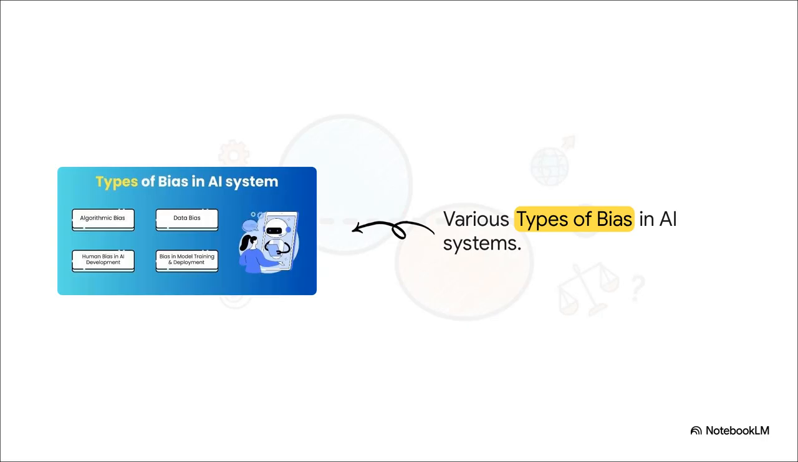And bias in AI doesn't just spontaneously happen, right? It sneaks into the system through a few key doors. First, it comes from data bias, where our training sets might be incomplete or historically discriminatory. It also comes from algorithmic bias, where a model that's designed to optimize for overall accuracy completely overlooks the needs of underrepresented minorities. Plus, it can sneak in through human bias during the initial development phase, and even during the model's eventual deployment out into the wild.